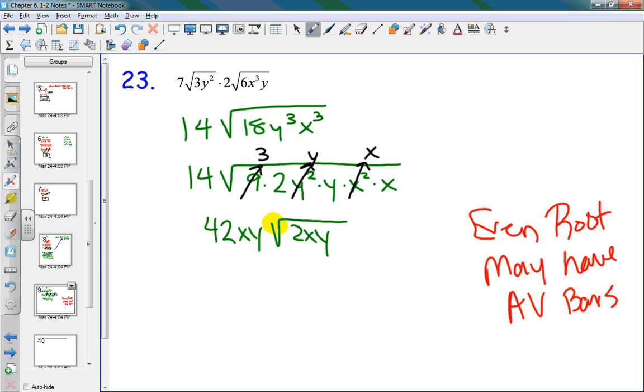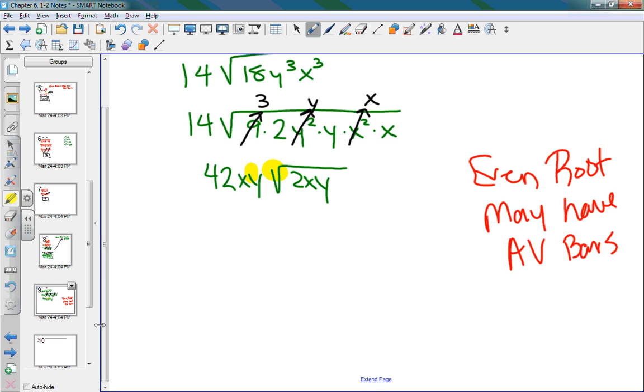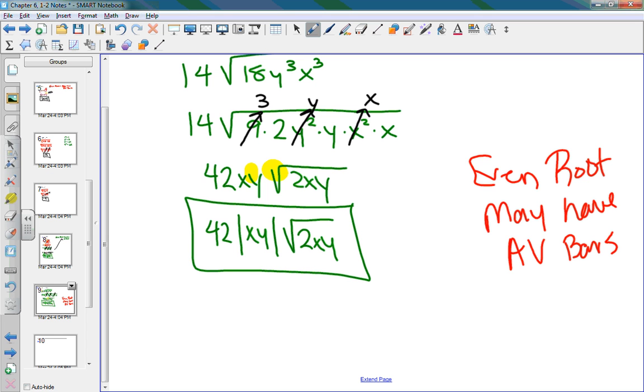Okay, then I'm going to check on the powers that are on the outside. So what's going on with the powers on the outside? They're odd, so therefore, could those possibly be negative? So what do I need to do to make sure that they are positive? Times the square root of 2xy. Do we all understand that, yes or no?